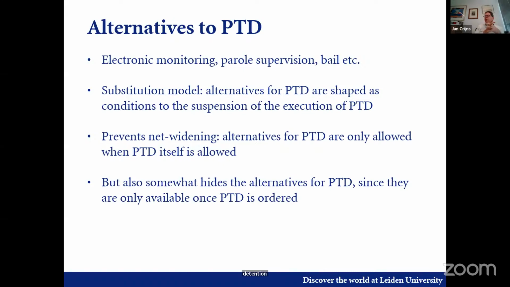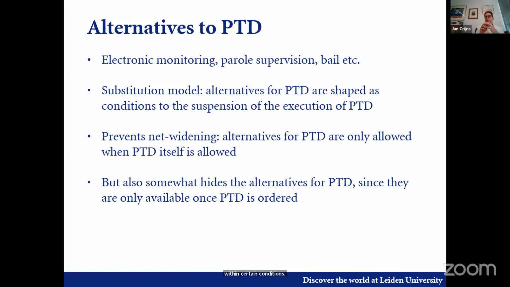And why are these alternatives for pre-trial detention neglected in the Netherlands? Well, one of the explanations might be that alternatives for pre-trial detention are shaped as conditions to the suspension of the execution of pre-trial detention. In the Netherlands, the system is as such: the judge is first asking himself, well, will I place the suspect in pre-trial detention? And once he decided to order the pre-trial detention, he may take a second decision and say, well, okay, I ordered the pre-trial detention, but maybe I'm going to suspend the execution of the pre-trial detention within certain conditions.